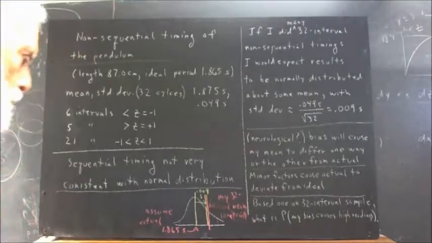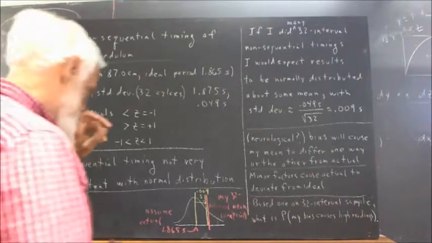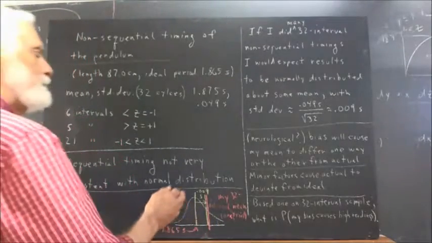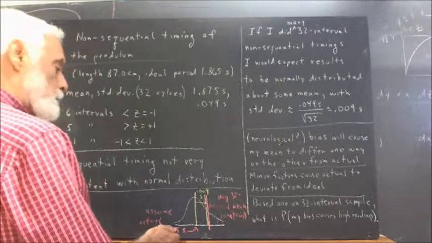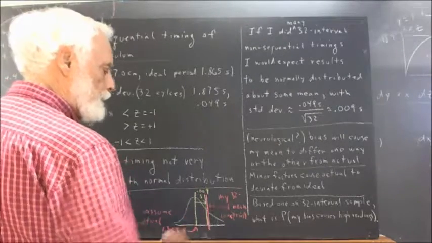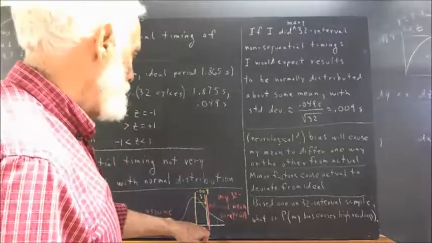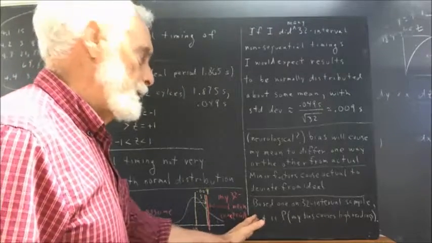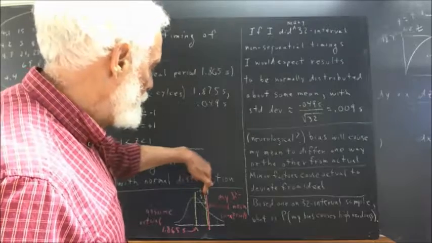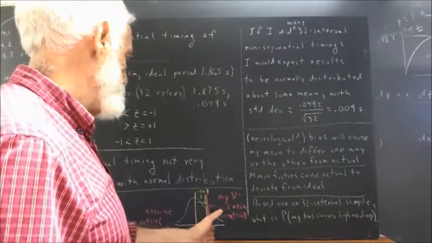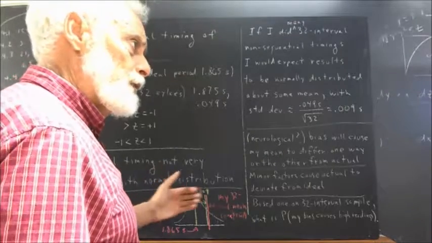Now, what's the probability that my mean is actually 1.865 seconds? Well, if I'm this far above the mean, that leaves only about a little more than 10% of the distribution to the right. I'm so far above that it appears that about 90% of the distribution is to my left, and that's going to give me a measure.